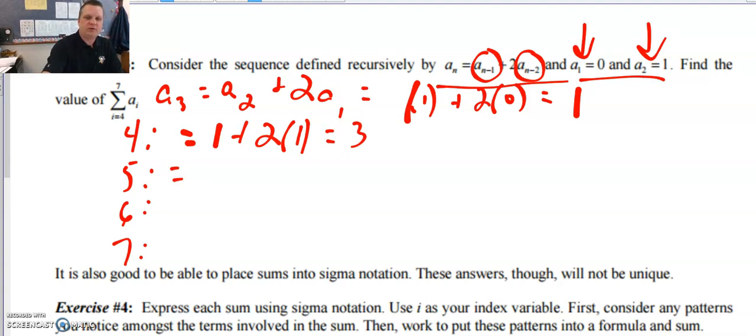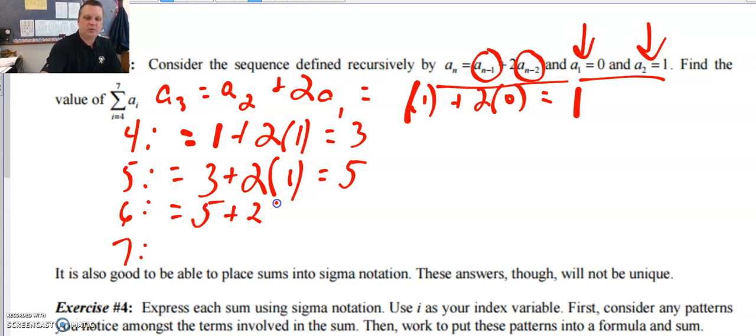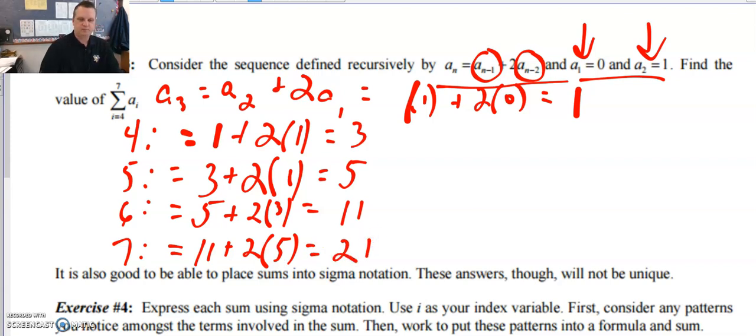5 is the previous term. So term 4, which is 3, plus 2 of term 3, which is 1, which gives me 5. 6 is term 5, which is 5, plus 2 term 4, which is 3, which gives me 11. A7 is term 6, plus 2 term 5, which gives me 21.